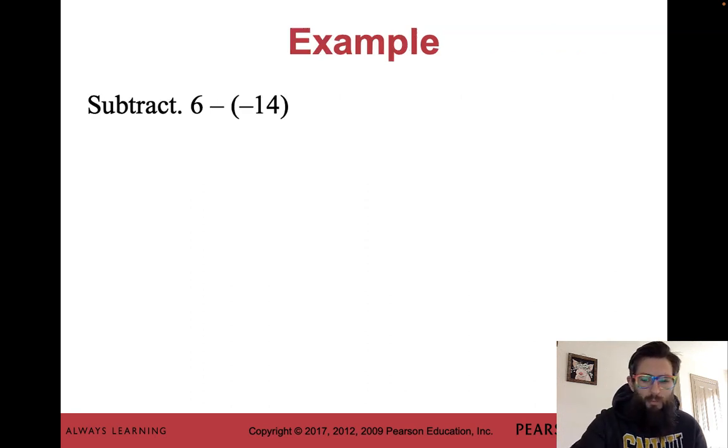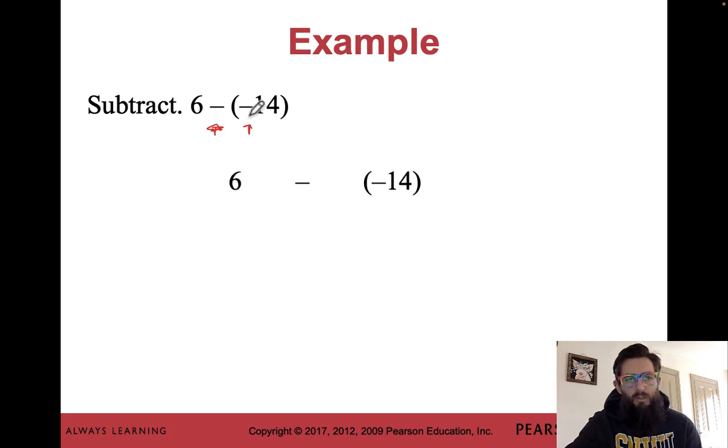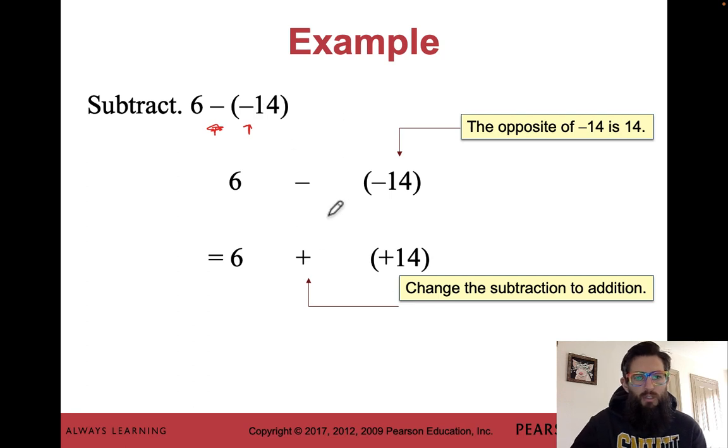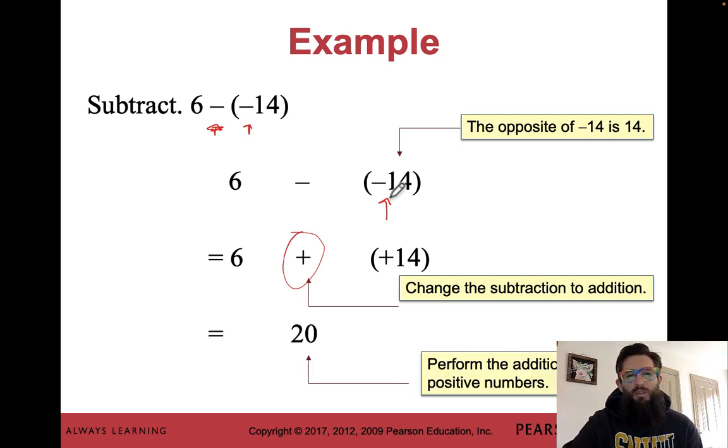So here's a perfect example where we have a subtraction operation going on, and we're subtracting a negative 14. So what we're going to do is change the operation to addition, and make it the addition of the opposite of this particular term. Since that initial term was negative 14, the opposite of negative 14 is going to be positive 14. It's kind of like a double negative scenario, where if you have a double negative, you go in the positive direction. So 6 plus 14 is going to be equivalent to 20.